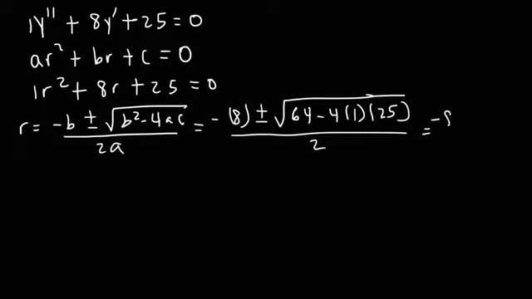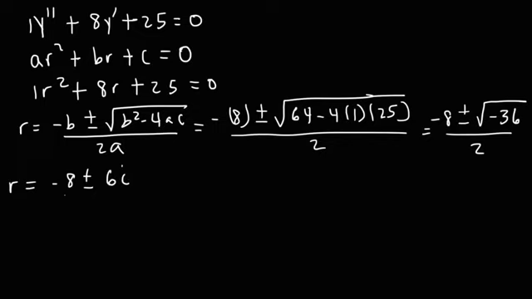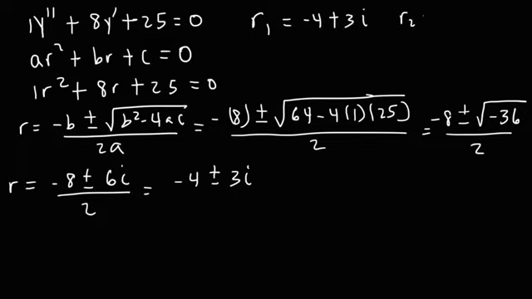So this gives us negative 8 plus or minus. Now, 4 times 25 is 100. And 64 minus 100 will give us negative 36. The square root of 36 is 6. The square root of negative 36 is 6 times the imaginary number i. Negative 8 divided by 2 is going to give us negative 4, and 6 divided by 2 is 3. So we get this. So we have two roots. r1 is going to be negative 4 plus 3i, while r2 is negative 4 minus 3i.